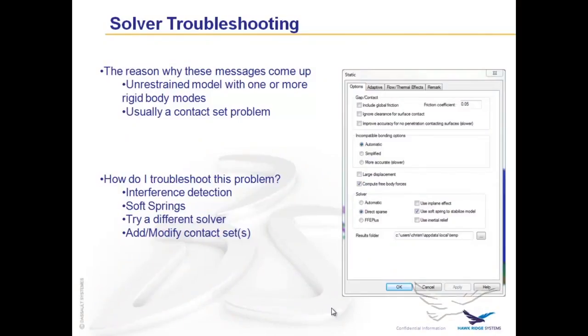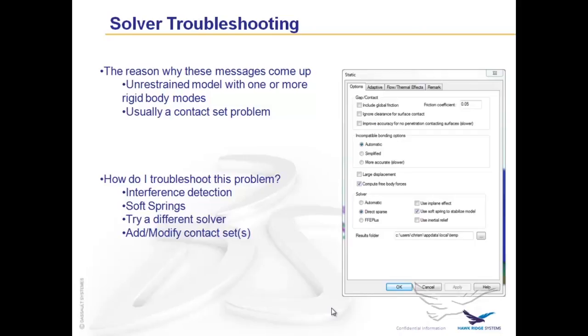Now, there's a couple reasons why these messages come up. It's usually because there's something in your model that has a rigid body mode. It's moving away from where you want it. Now, usually this is not a problem with fixtures. Most people, when they're doing a simulation, are pretty good about fixing where they want to fix it so it doesn't move, or how they would fix it in real life. Usually what ends up happening is this is a contact set problem. It's either you didn't apply enough individual contact sets, or there's an assumption that you made that there was a global contact set that applied to certain parts that didn't actually get applied.